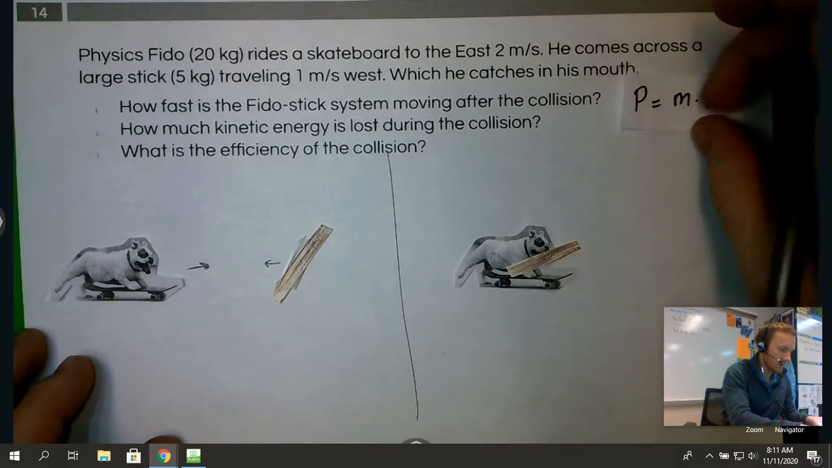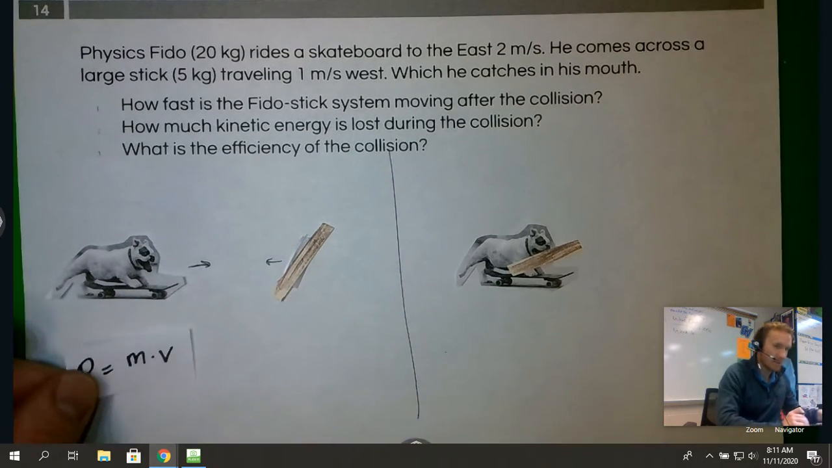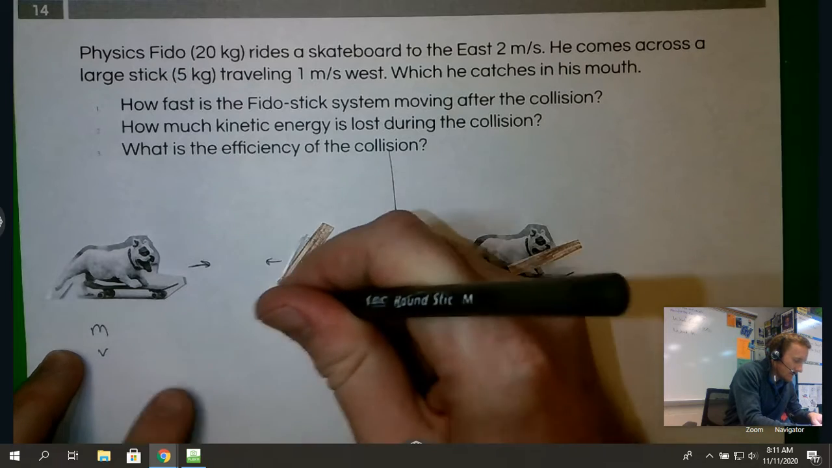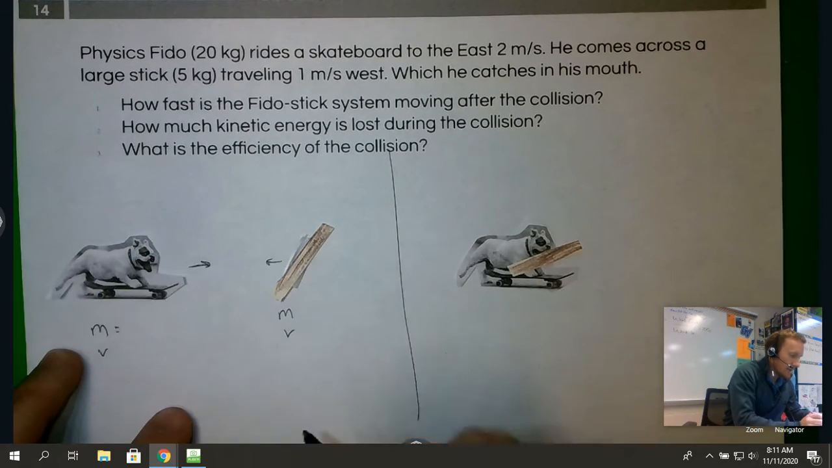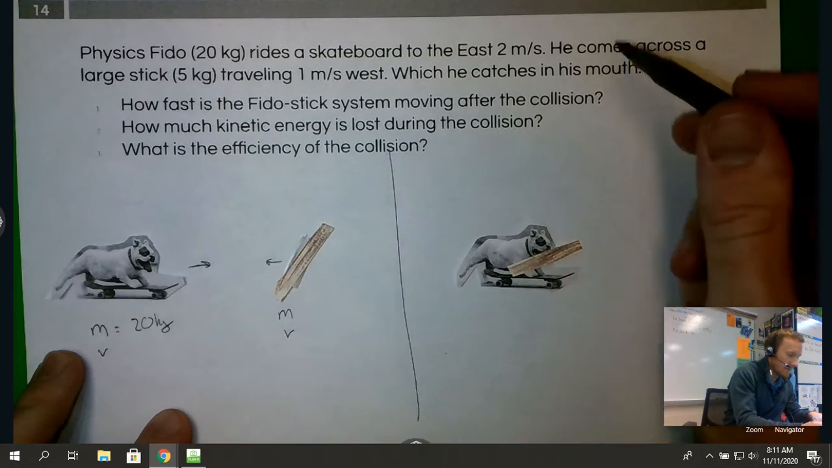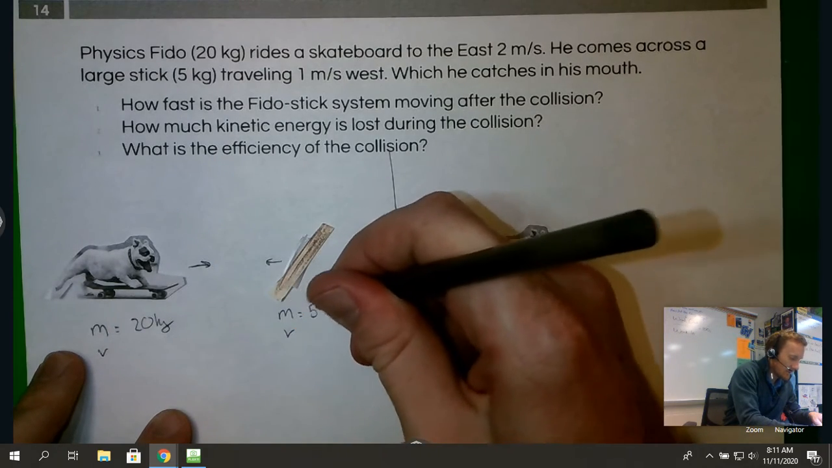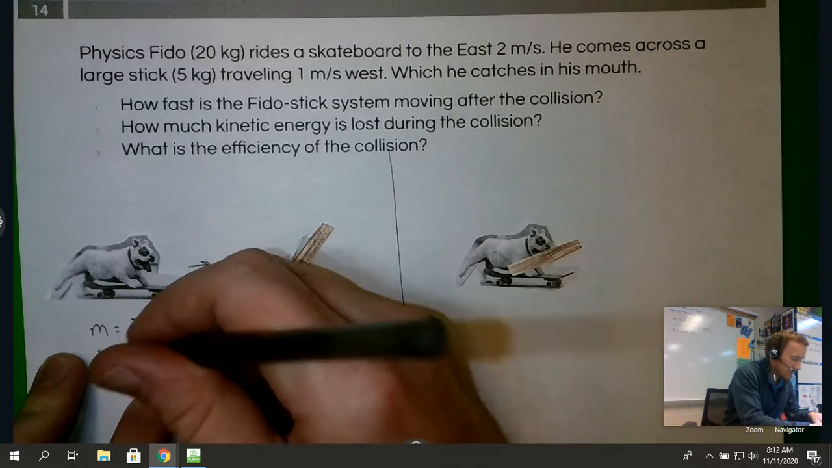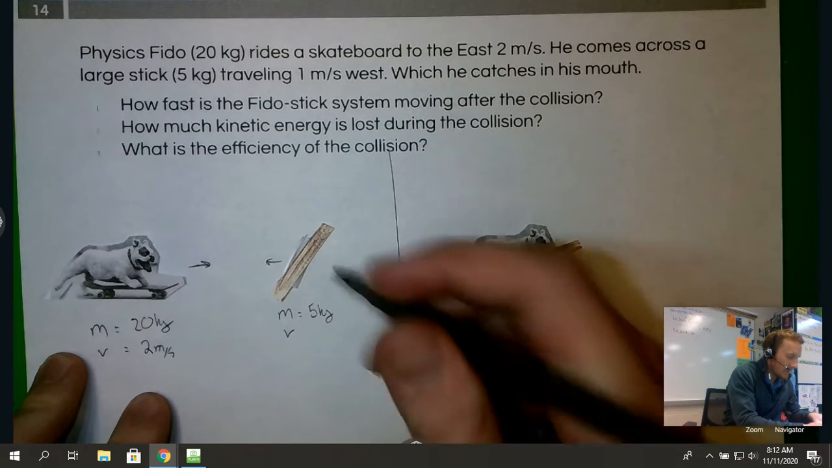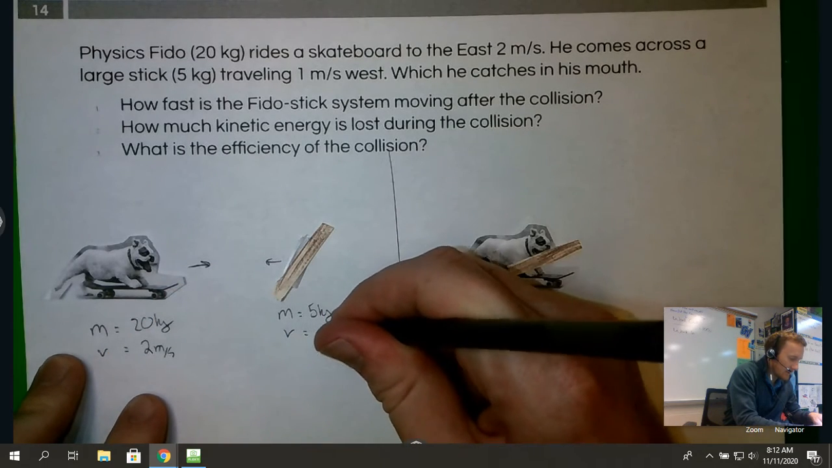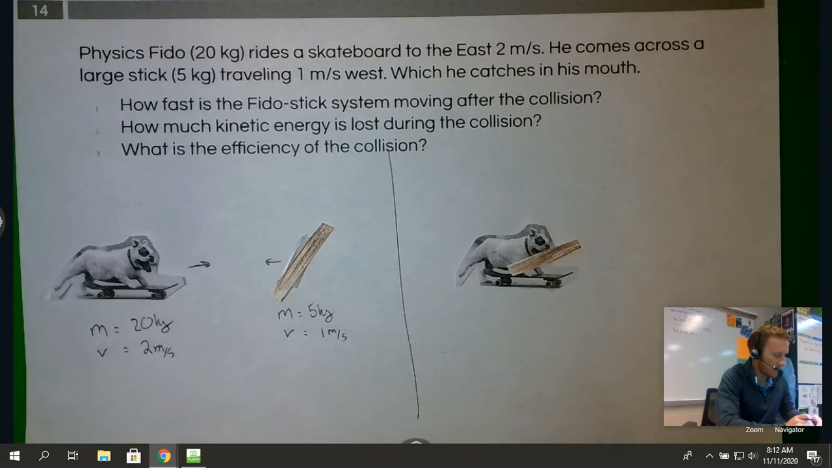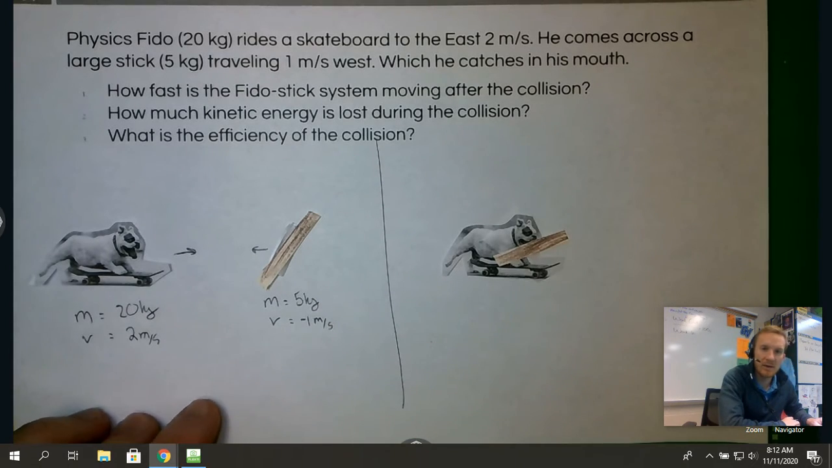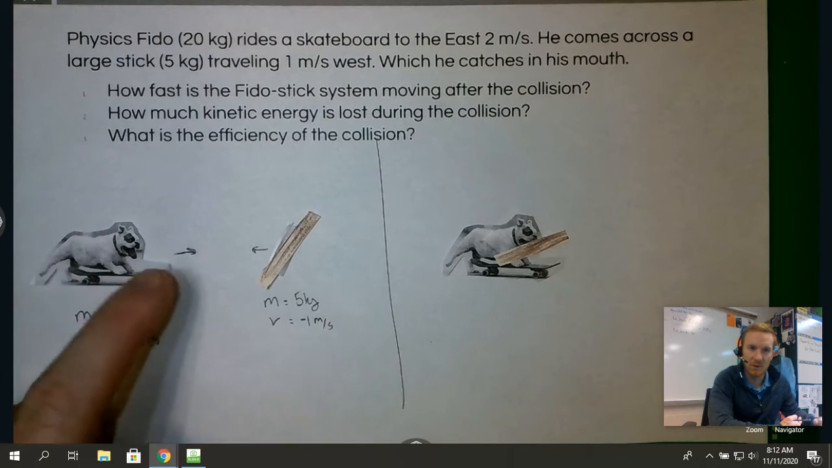So to figure out momentum, we need to find out what is the mass and the velocity of both Fido and the stick before the collision, right? So writing out everything that the question tells us, the mass of Fido is 20 kilograms. The mass of the stick, on the other hand, is 5 kilograms, which is a very big stick. The velocity of Fido, he's going 2 meters per second to the east, okay? Whereas the stick is going 1 meter per second to the west. Now, because they're going in opposite directions, we are going to end up dealing with momentum. I should specify that my velocity in the westward direction is negative. That just means that it's going in the opposite direction of Fido.